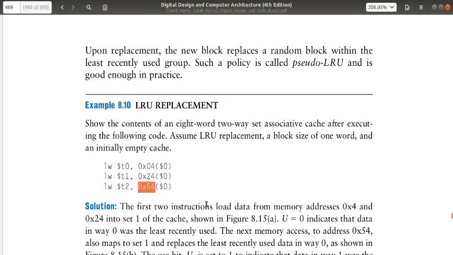So there is something else known as a pseudo LRU.